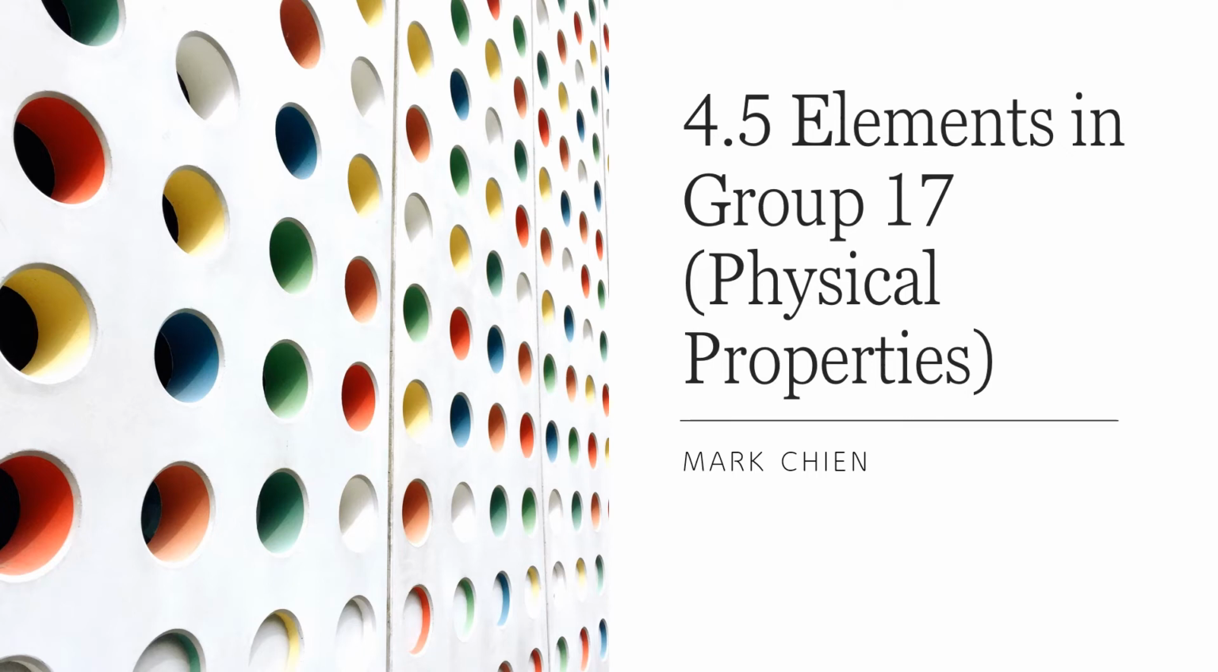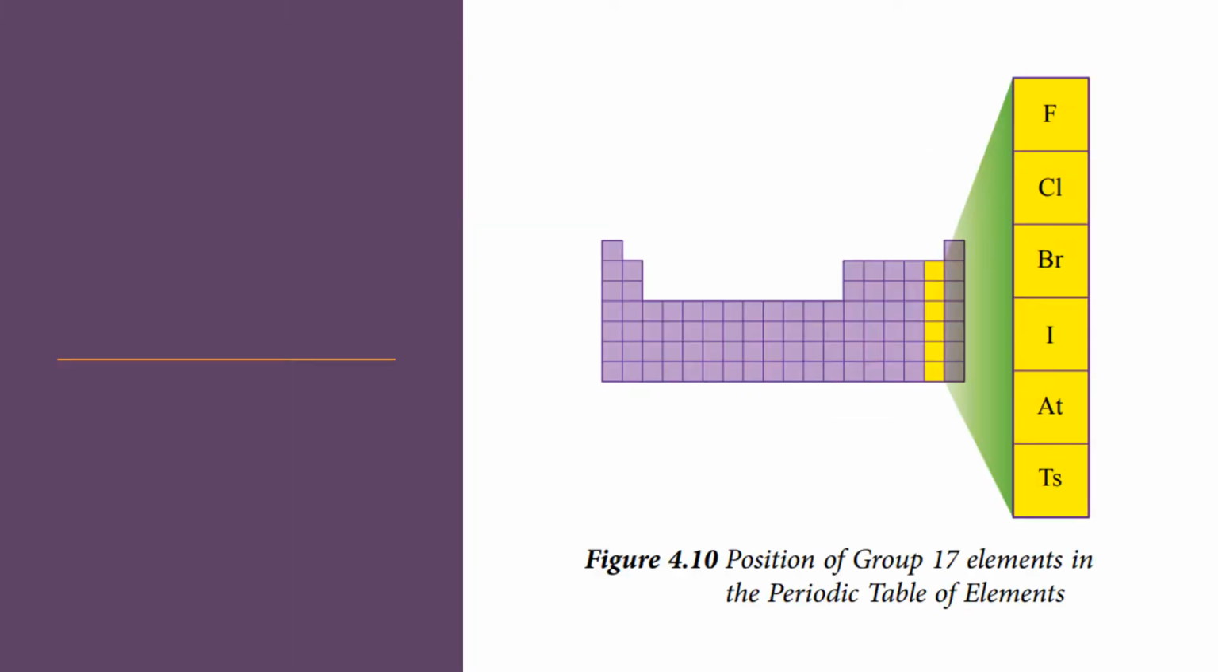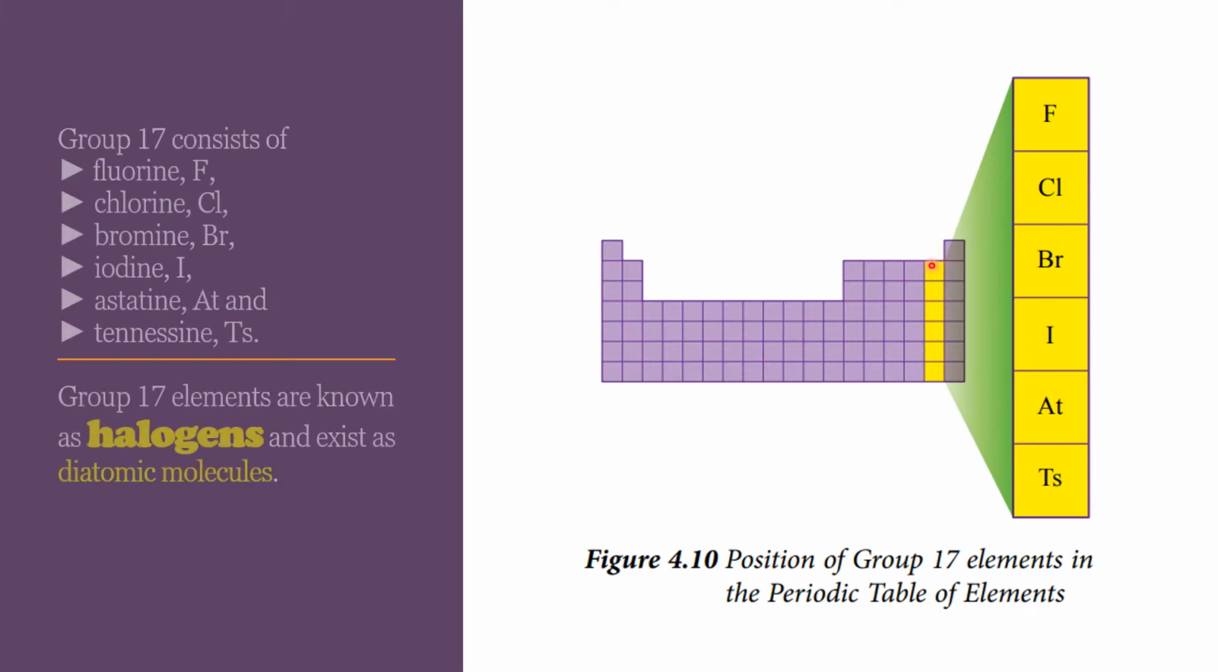You will learn elements in group 17 today. This is the position of group 17 elements in a periodic table. The members in group 17 elements are fluorine, chlorine, bromine, iodine, astatine, and tennessine.